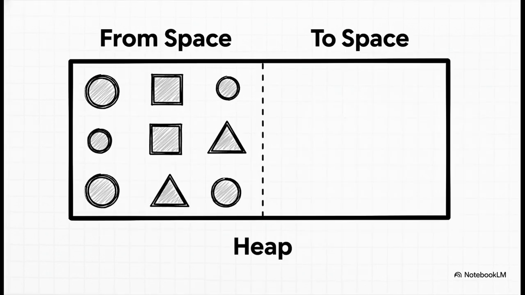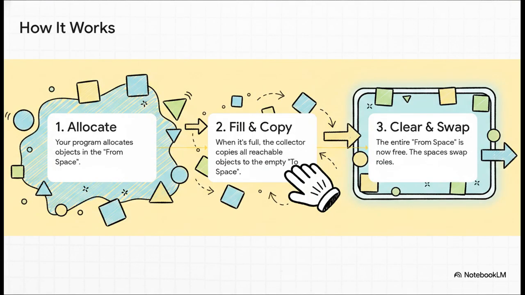And a really clever way to do this is with what's called a copying collector. The way it works is it divides the memory into two equal halves. Let's call one the from space and the other the to space. So here's what happens. Your program is running along creating objects in the from space. Once that space gets full, the collector wakes up. It finds all the reachable objects just like before, but instead of marking them, it copies them over to the empty to space, all packed together nice and neat at the beginning. Once that's done, the entire from space is now empty, and the two spaces just swap roles.